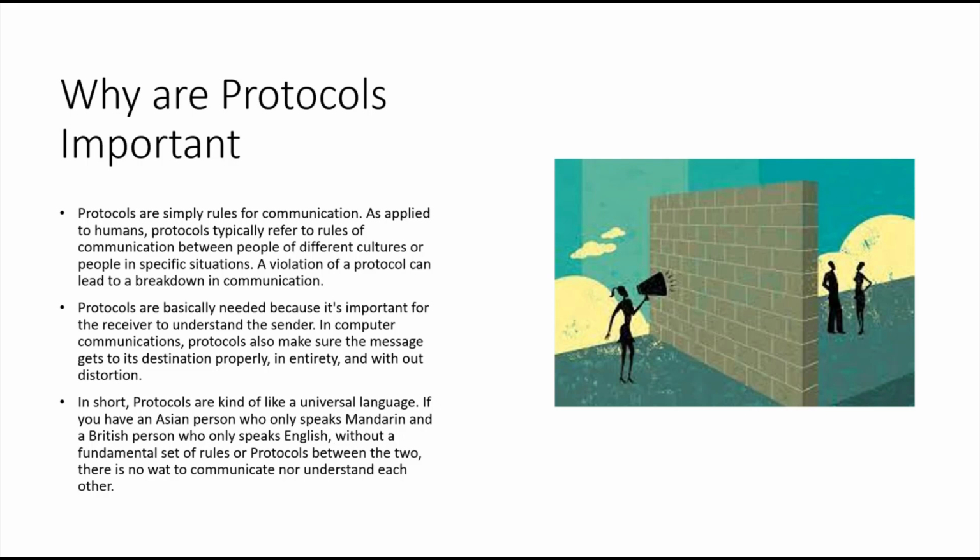Protocols are basically needed because it's important for the receiver to understand the sender. In computer communications, protocols also make sure the message gets to its destination properly, in its entirety and without distortion. Because, as we've also learned, if a data packet gets to its destination and is missing some important information, it will get discarded. In short, protocols are kind of like a universal language. If you have an Asian person who only speaks Mandarin and a British person who only speaks English, without a fundamental set of rules or protocols between the two, there is no way to communicate nor understand each other.